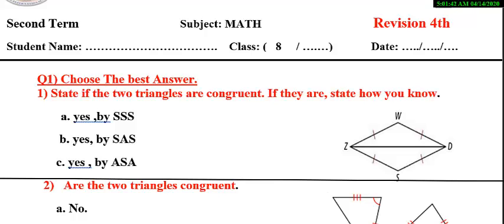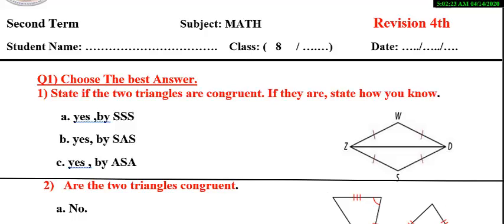The question gave me in the figure on the right-hand side two triangles, ZWD and ZSD, and the sides are congruent as illustrated on the figure, and I need to choose A, B or C and why. If we look at this figure, you can see that the side ZW is congruent to the segment ZS, and the segment WD is congruent to the segment SD, and ZD is a common segment between the two triangles, and this will give me the right to say that the two triangles are congruent by the triple S.